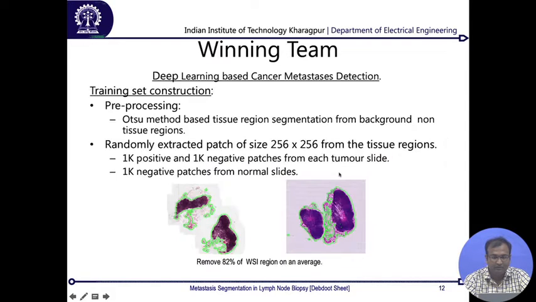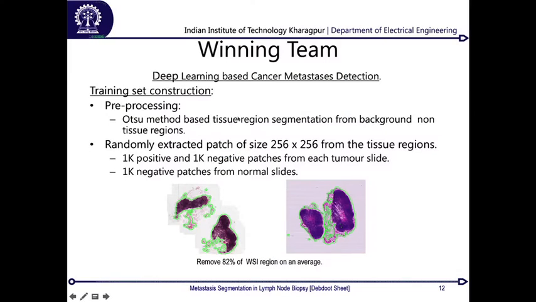Now the winning team from MIT and Harvard together had actually proposed a deep learning based solution, and what they were using is a pre-segmentation method. So remember this point that I was telling you, that the whole slide is about 97,000 cross 220,000 pixels, but the majority of the area is just white blank area, and only a small portion, about 20-25% of the area, is where the actual biopsy tissue is located, and you can actually choose out that particular small part of the tissue.